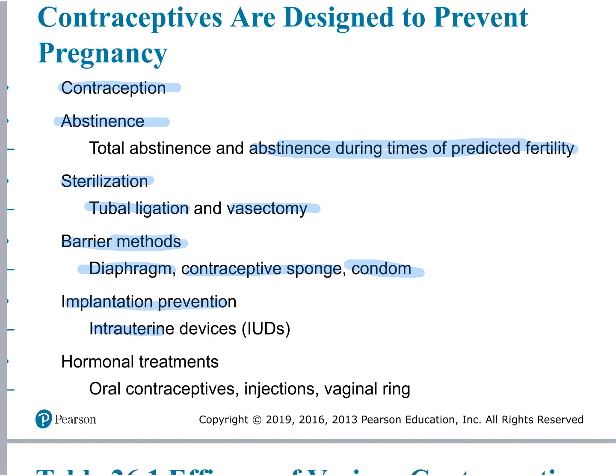And then there's implantation prevention. That's what an IUD will do. An IUD is inserted into the endometrium, and it keeps it agitated so that there cannot be any type of implantation. So there could be fertilization, but the fertilized egg will not be able to be implanted in the wall of the uterus. And then there's some hormonal treatments like using birth control pills or the birth control injections or using a vaginal ring. All right, so that's the end of this chapter for chapter 26.